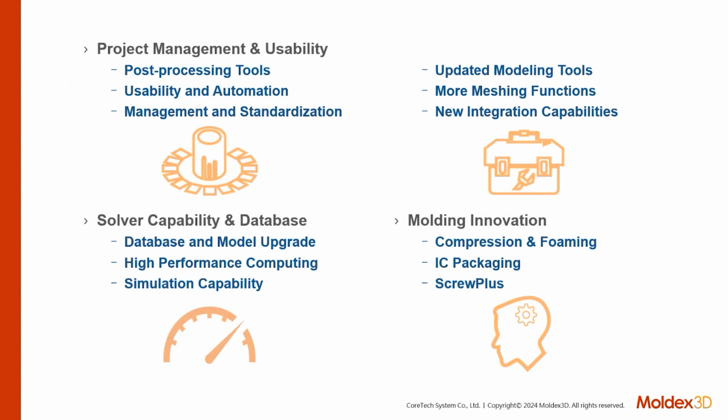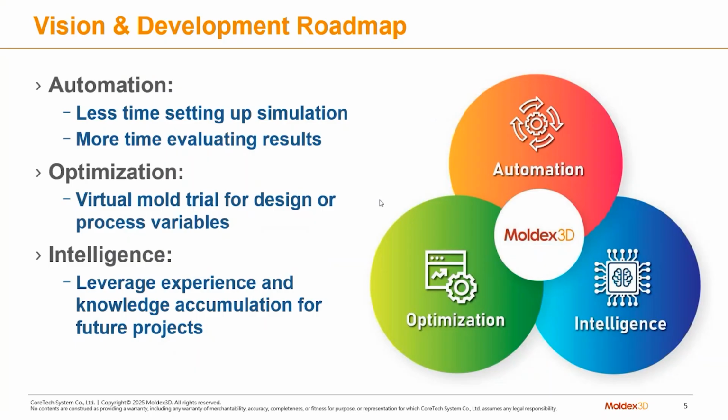This session is going to be split into 4 sections. We have project management and usability, solver capability and database, pre-processing and integration tools, and then molding innovation, what new features we have available coming or what features have been improved in the 2025 version. As you may have seen, our development roadmap is focused around 3 main categories: automation, optimization, and intelligence. And so you'll see a lot of the new features and new capabilities in Moldex3D are going to be driven by these 3 goals.